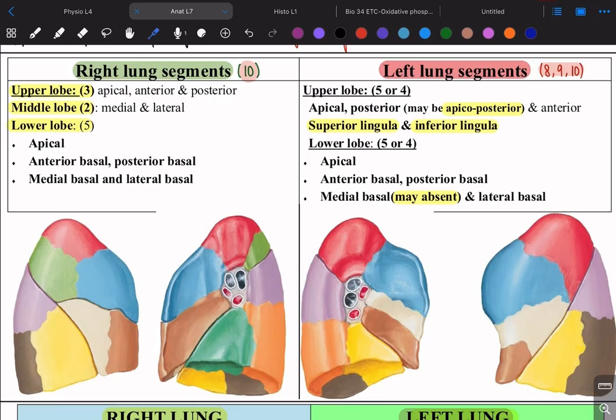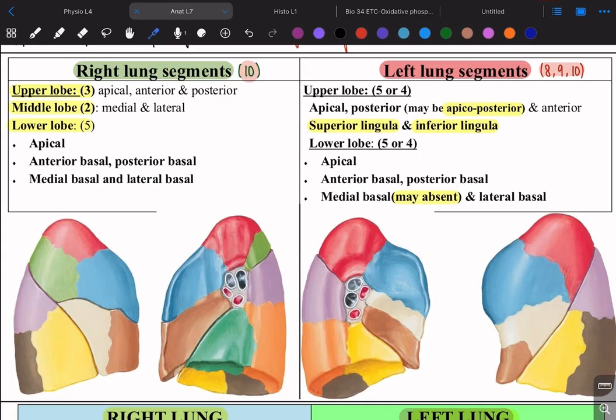So now we know the segments for the right and the left. What's the importance of these segments, or why are these segments important? For example, if a patient has pneumonia and it led to fibrosis, okay? We don't have to remove the whole lung. We can only remove one part or one segment. That's why we need to know these segments. That's why we need to know which segment is on which part.